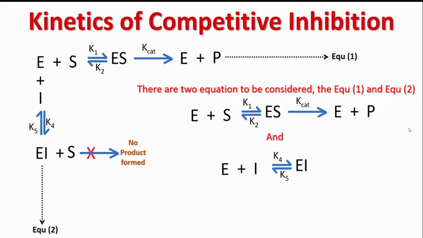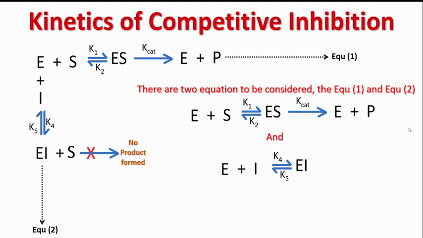Now, we are going to start with competitive inhibition. In competitive inhibition, we look at a situation where the inhibitor is competing with the substrate for the active site of the enzyme. So we are presented with two equations, where the enzyme binds to the substrate to give you an ES, and then the ES is broken down to enzyme and product. And in equation 2, the enzyme binds to the inhibitor and does not give room for the substrate to bind, so no product is formed.